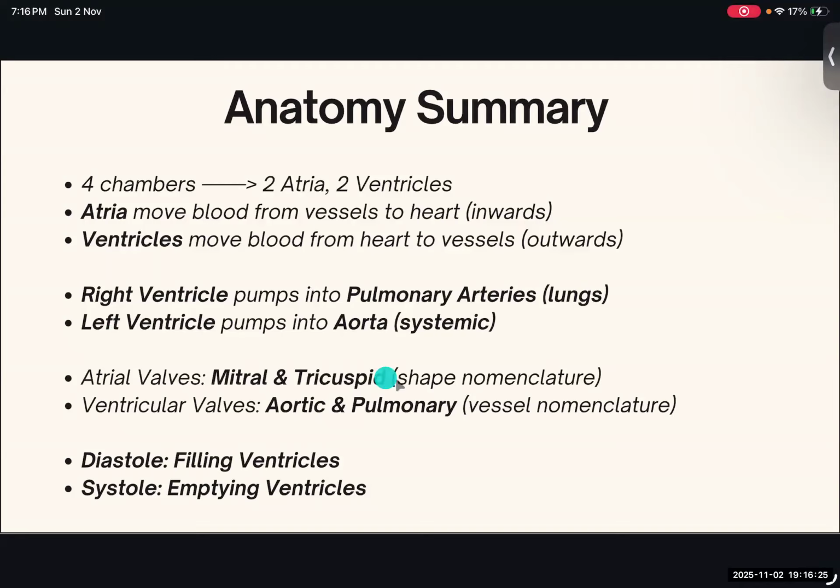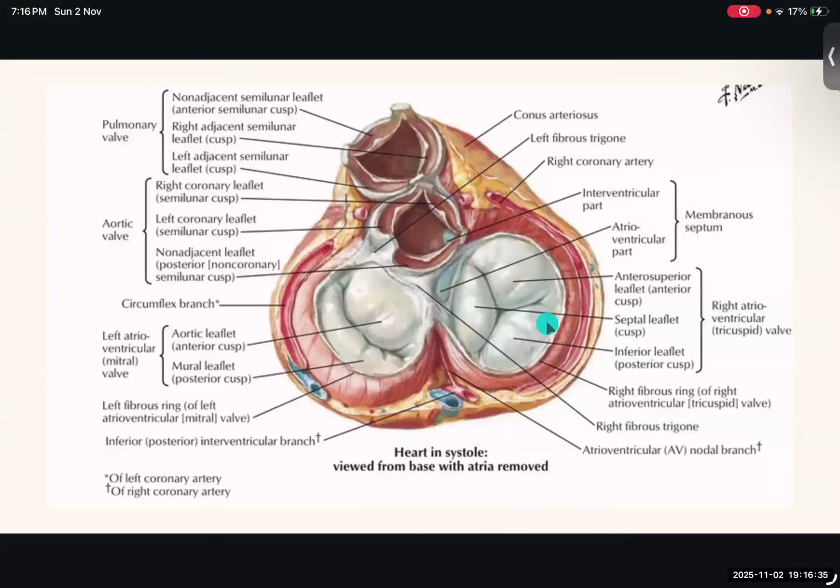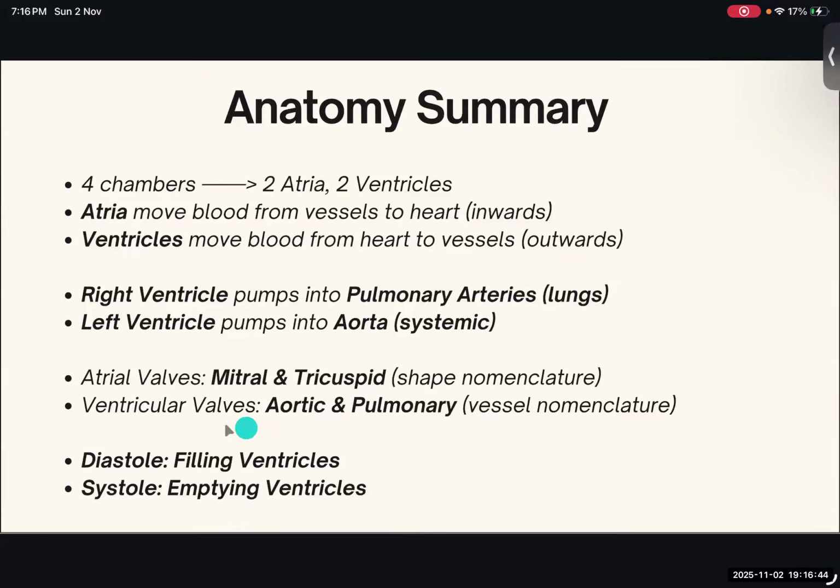Now, again, we said that we have 2 different types of valves. We have 4 valves in total and 2 different types. We have the atrial valves, so the ones between the atria and the ventricles, which are the tricuspid for the right heart and the mitral for the left heart. And then we have the ventricular valves, which are going to be the aortic and pulmonary. Now, a nice way to remember these is that the mitral and tricuspid valves are named on how they look, whereas the aortic and pulmonary valves are named on where they lead.